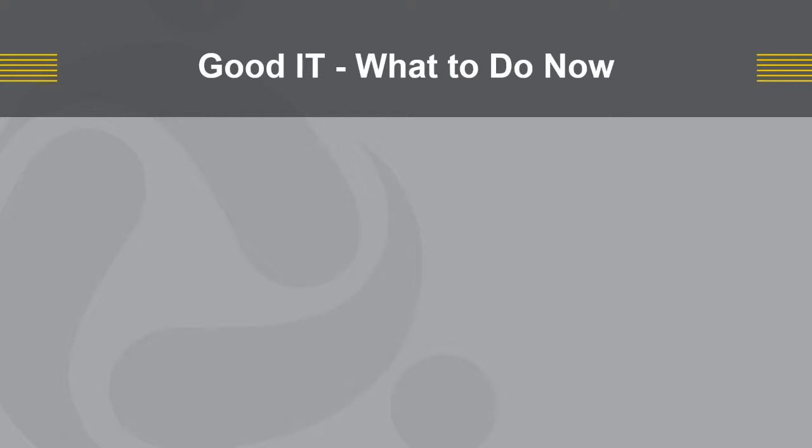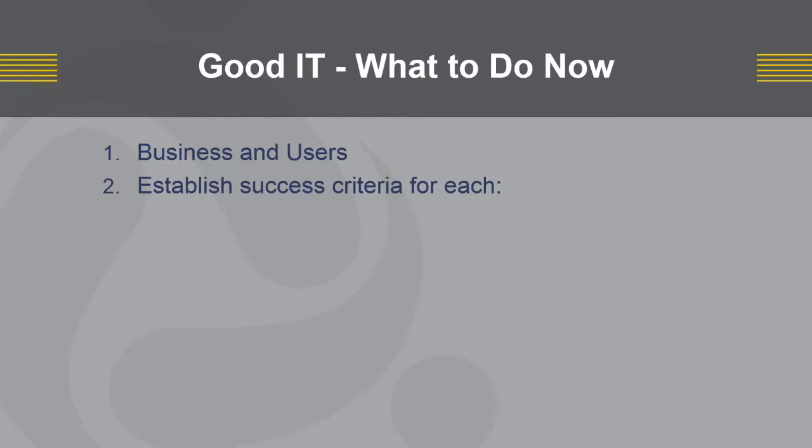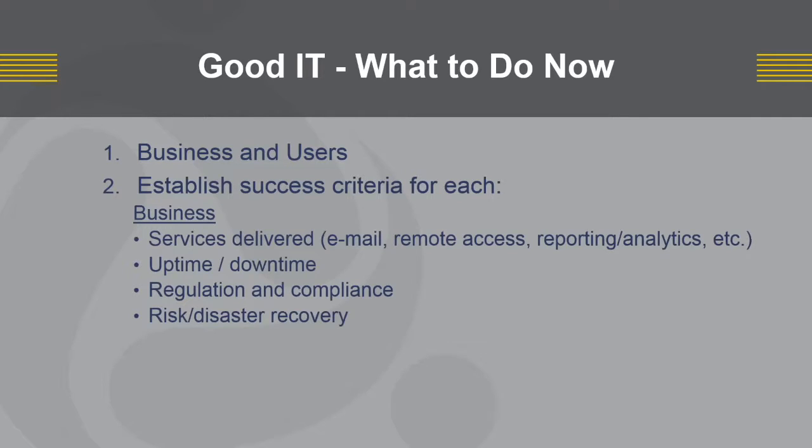So how do we do good IT? Let's walk through it. So we're going to define our business and users. We're going to divide it out into two categories. What is the business need? What are the users' needs? We're going to establish success criteria for both.